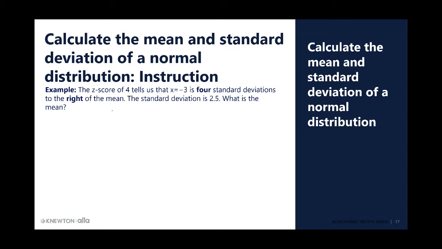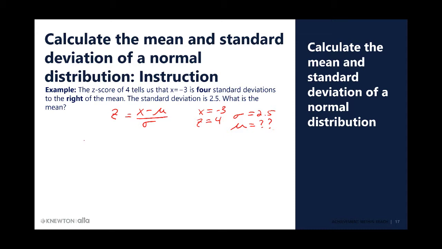So what they're saying is this. Go back to our formula. Z equals data value minus mean over standard deviation. We know the x value. We know the data value. It's a negative 3. We know the z-score. We know it's a positive 4. And we know the standard deviation is 2.5. The question is, what is the mean? That's what we're missing. So all you got to do is a little bit of algebra and solve this equation.